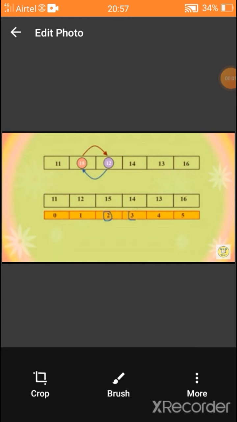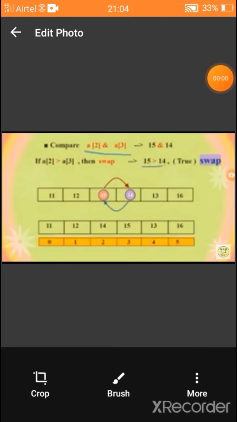After swapping the elements 15 and 12, the array will look like this. Now the bubble sort algorithm is going to check the next adjacent elements. They are 15 and 14. 15 is greater than 14. They are not sorted, so it requires a swap. After swapping, 14 goes to the second index position and 15 goes to the third index position. Is it clear?